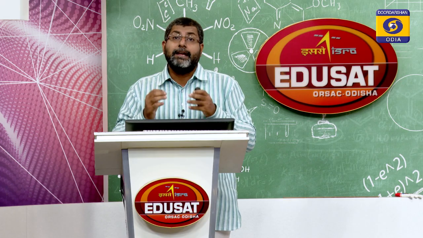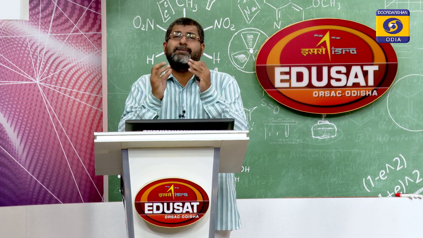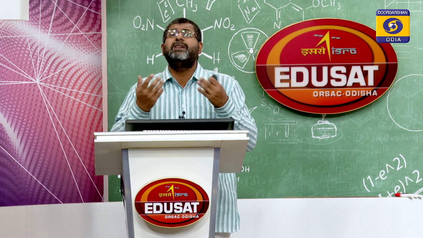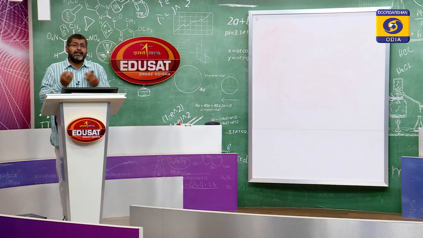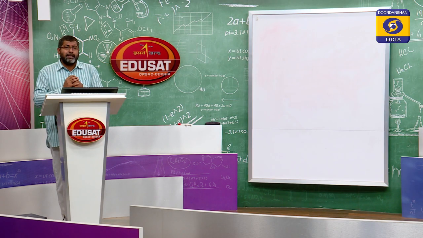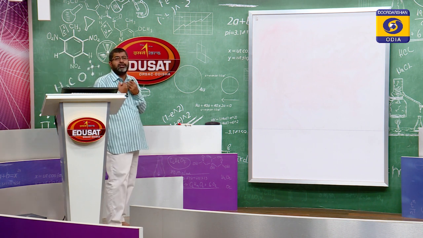barrier. So, in order to make an electron come out of the metal surface, some additional or minimum amount of energy is required, and that minimum amount of energy required by an electron to just escape from the metal surface is called the work function of the metal. This work function depends not only upon the nature of the metal, but also upon the condition of its surface. It is measured in the unit electron volt and is denoted by the symbol phi or W0.